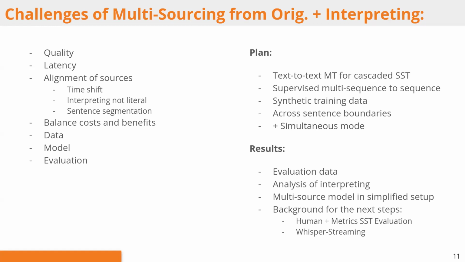And the plan at the top is a very rough and general plan that we supposed to take. So we plan to apply text-to-text machine translation for cascaded simultaneous speech translation, and supervised multi-sequence to sequence learning, maybe either find authentic data if possible, or synthesize training data for it, use translation across sentence boundaries, and apply simultaneous modes to it. So the basic steps are well known, but the challenge is to compound them.